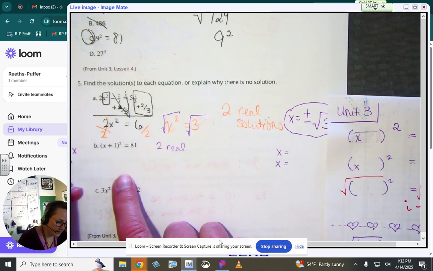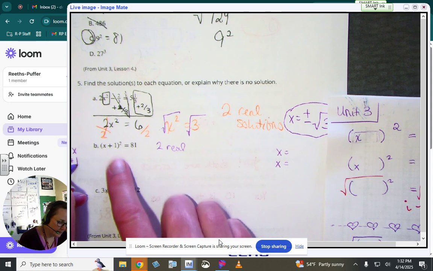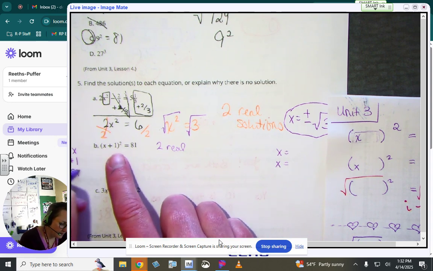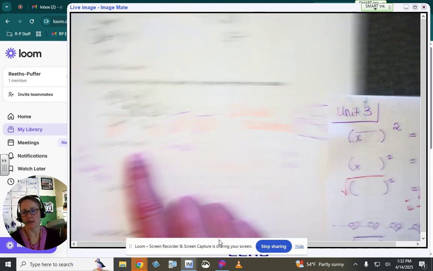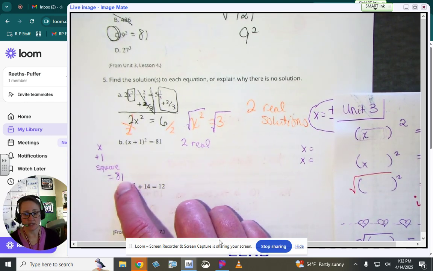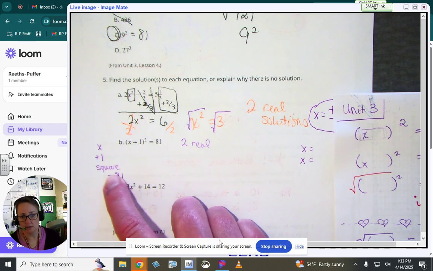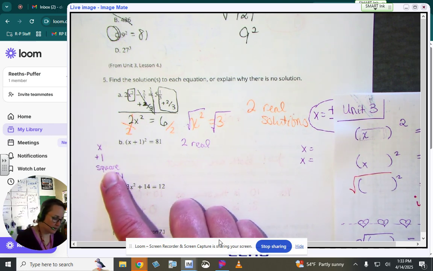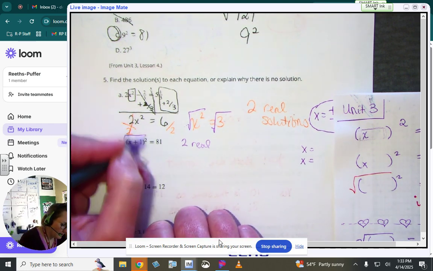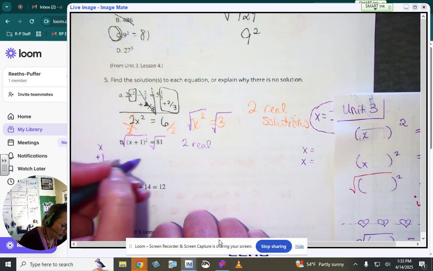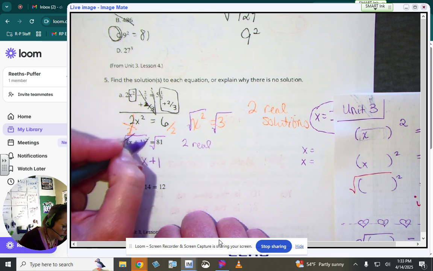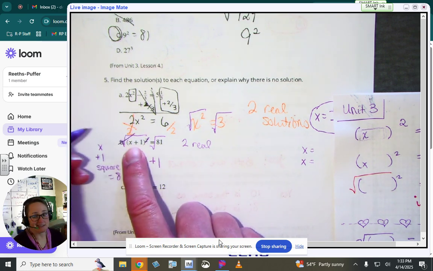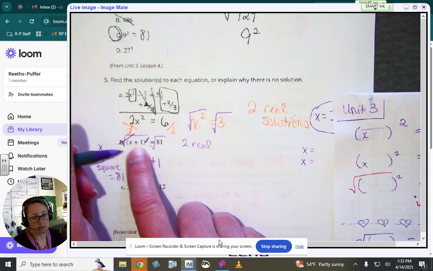I start with x, I add 1 to it, then I square it to equal 81. Opposite operation, take 81, square root it. We're going to do it backwards, right? Opposite PEMDAS. X plus 1, square root cancels the squared, but what's inside the parentheses stays intact.